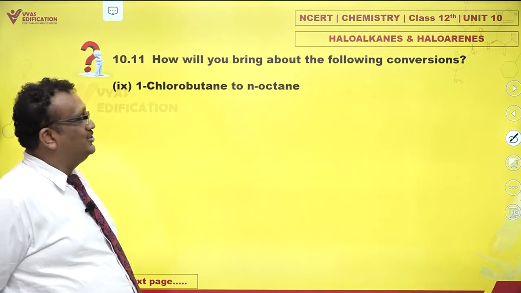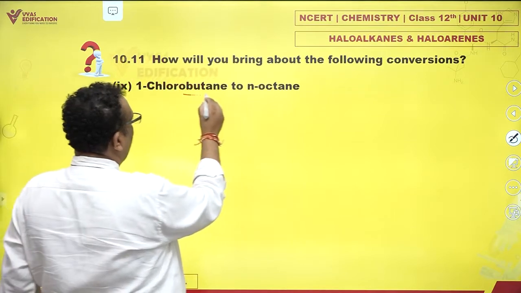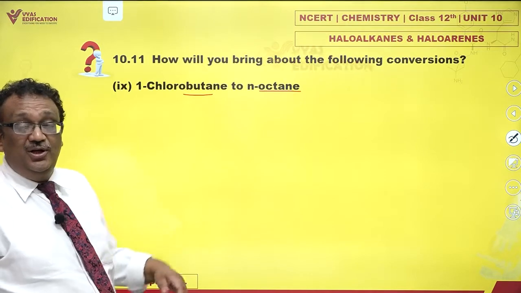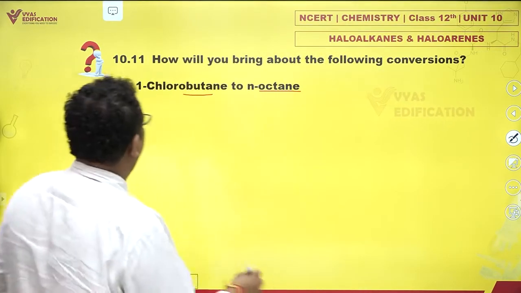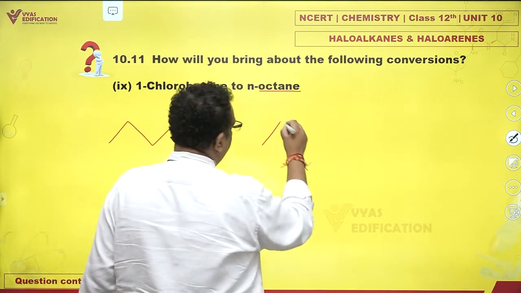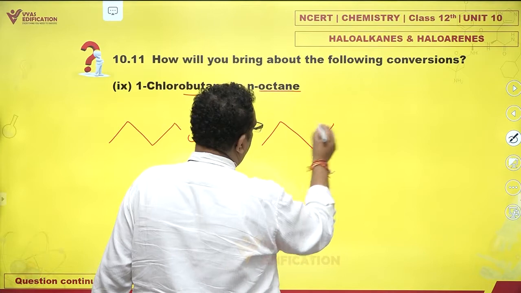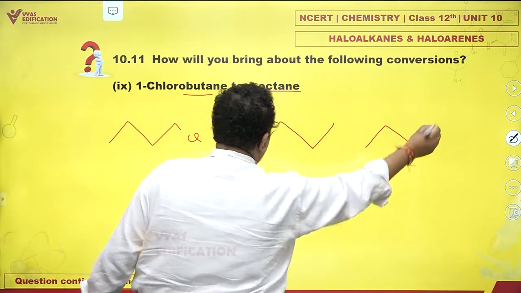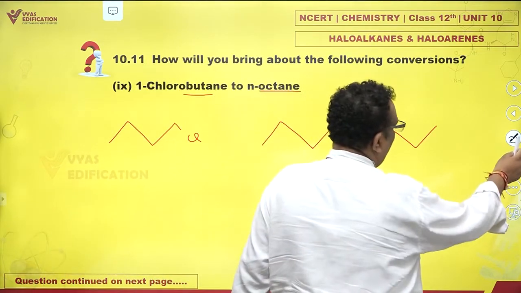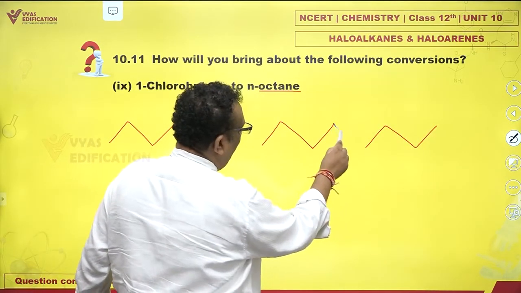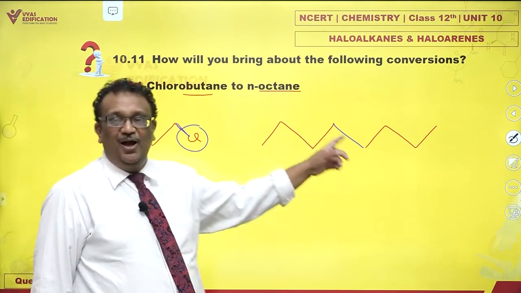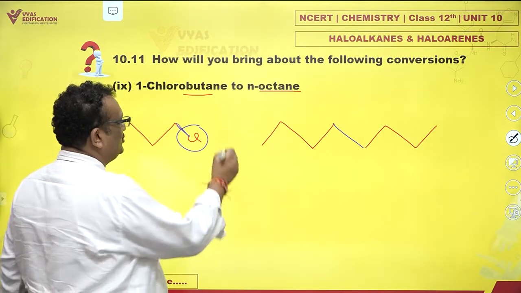1-chlorobutane to n-octane. Just imagine butane to octane. From 4 to 8, you are doubling it, that means you are coupling it. You have Cl and I hope you can imagine what is exactly happening. You're making a bond, you're forging this new bond, you're removing Cl and making a carbon-carbon bond. This is classic Wurtz reaction.